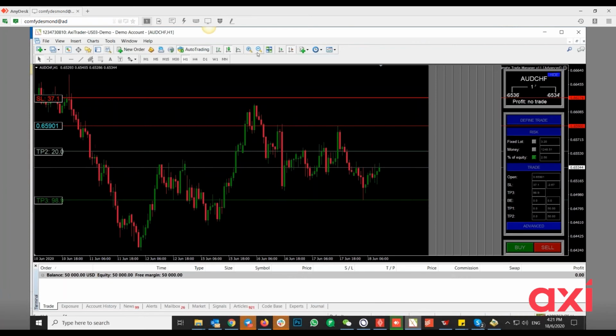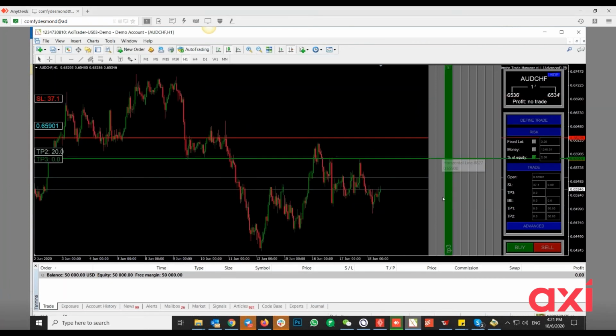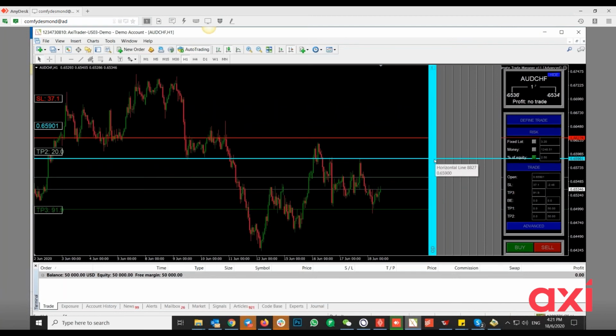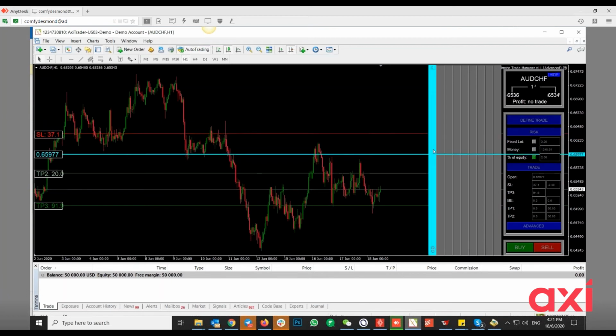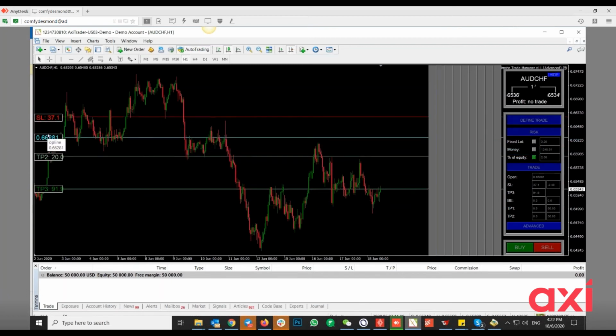But anyway, just let me show you something. So imagine our entry is, I'm just going to delete these numbers. I'm just going to delete these lines. So our entry and stop loss is 37 pips apart. If you had a fixed lot size, right?